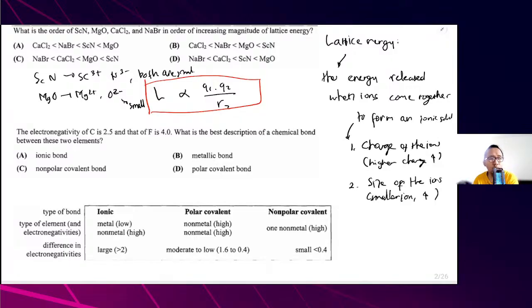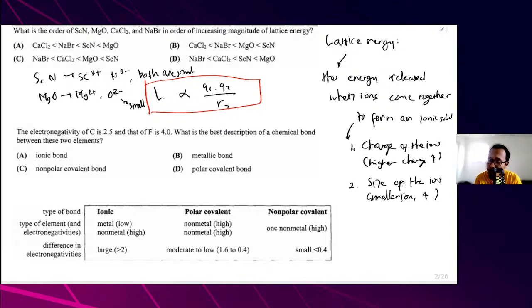How do we know whether an ion is small or large? Just look at the periodic table. When we go to the right, the radius will be decreasing. Why? Because we have many more protons, and they pull the electrons toward the center, so it shrinks the radius.